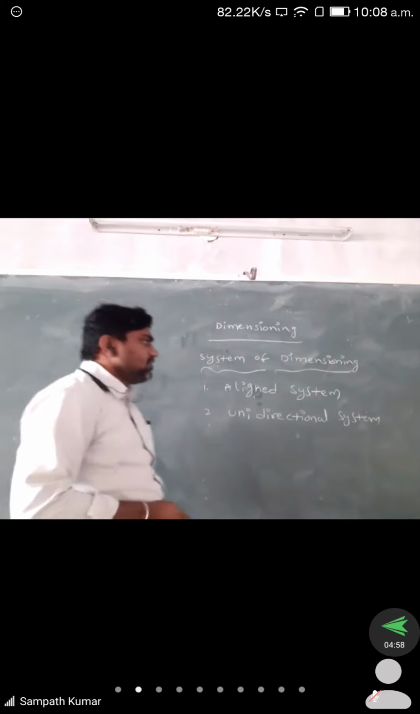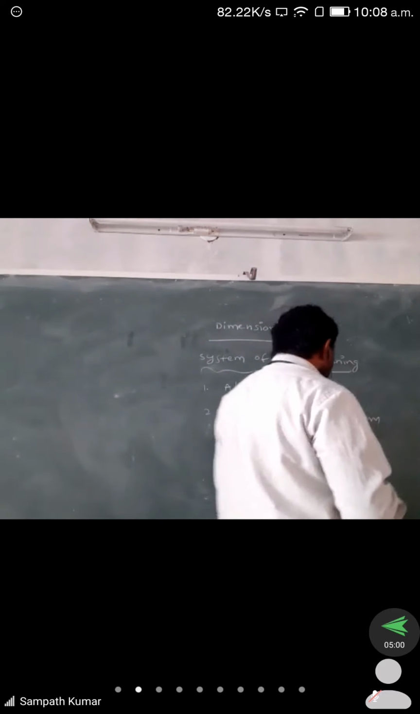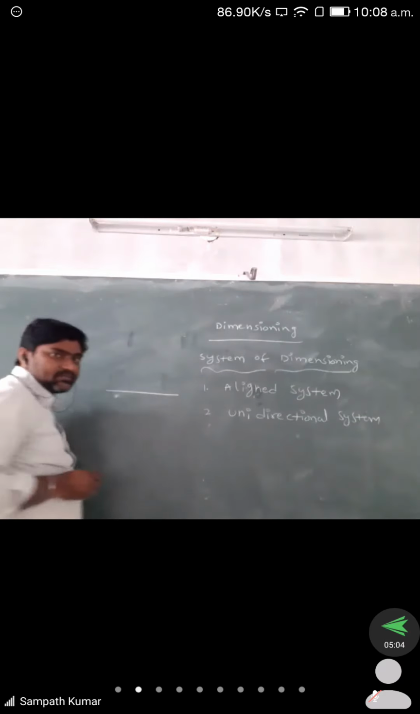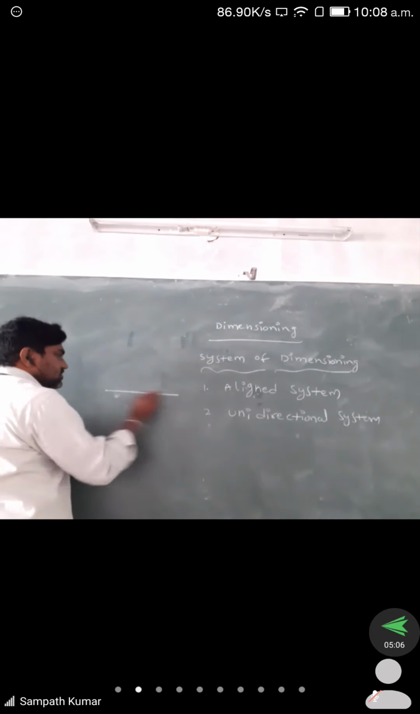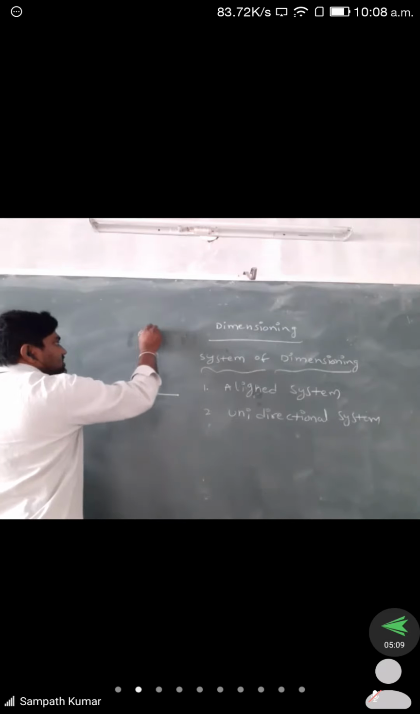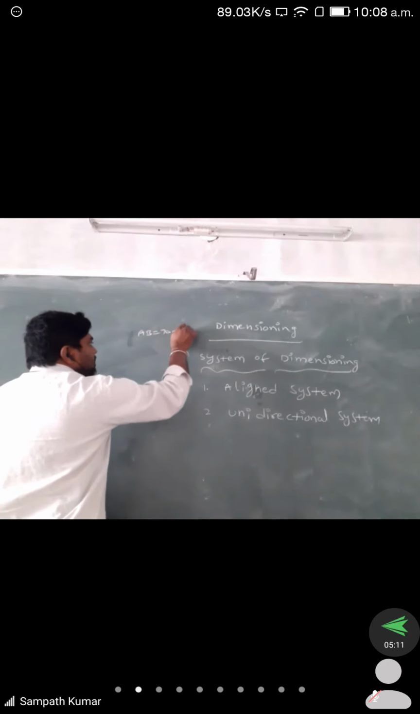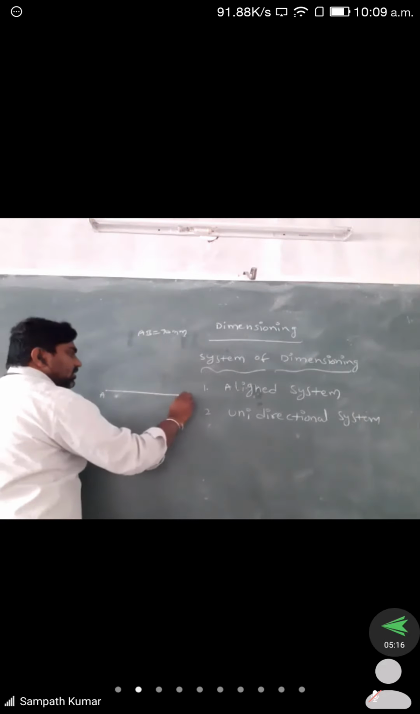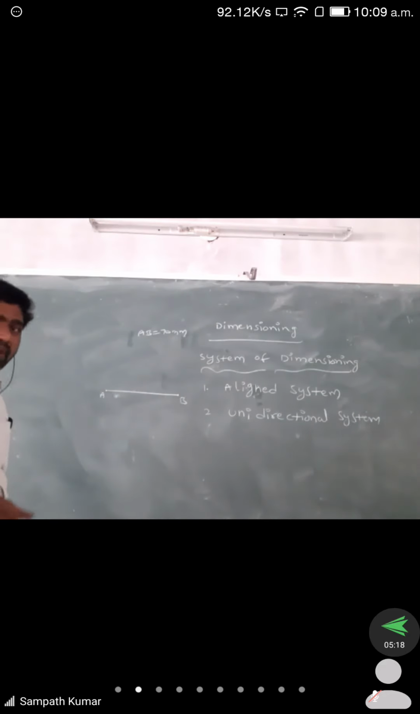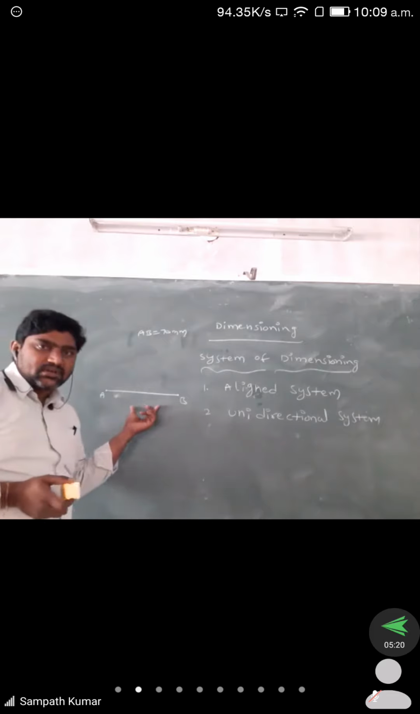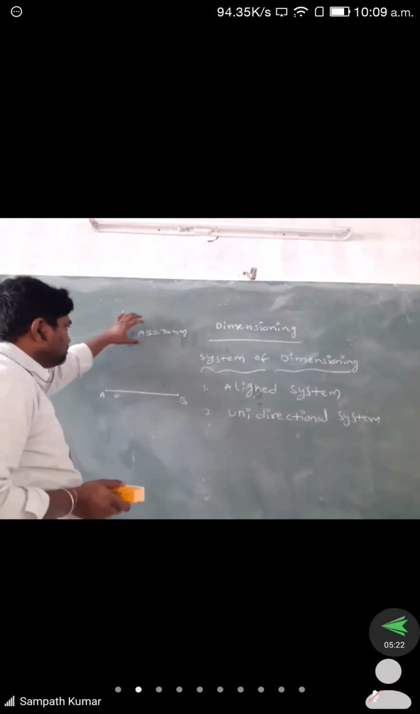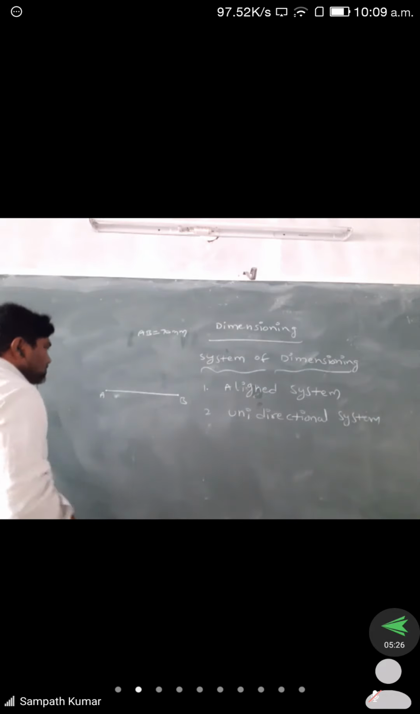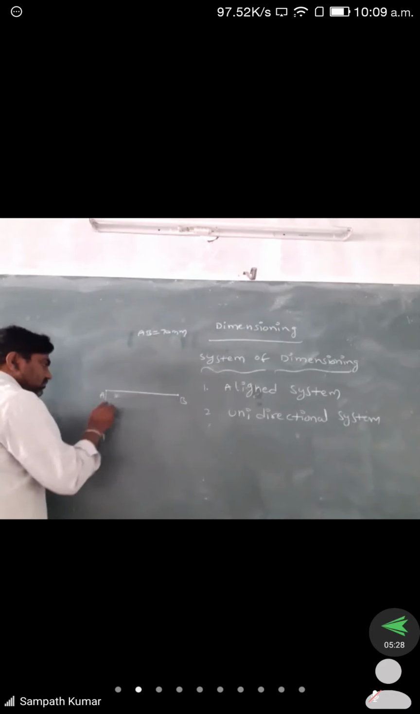What does the aligned system mean? For example, we use line dimensioning. Suppose AB is given as 70 mm. We have to draw the line in the drawing sheet, that is A and B. This distance must be equal to 70 mm. We do this by using the aligned system and the unidirectional system. First we go for the aligned system.